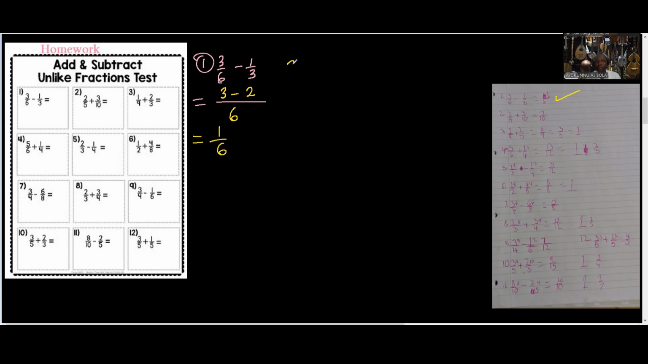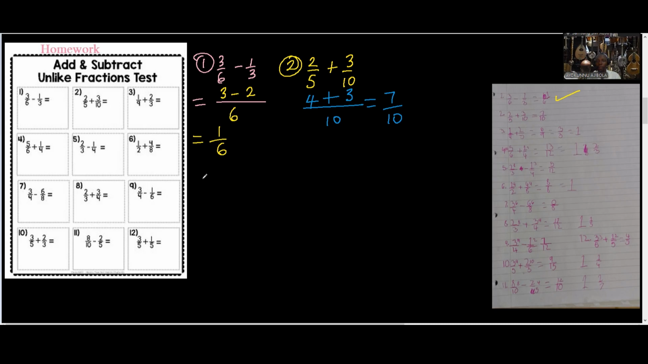Yes. Okay. Number 2 says 2 over 5 plus 3 over 10. So the LCM is 10 because 10 is a multiple of 5. So 5 and 10, that's 2. Then 2 times 2 gives me 4. Then 10 and 10, that's 1. 1 times 3 gives me 3. Then that is 7 over 10.